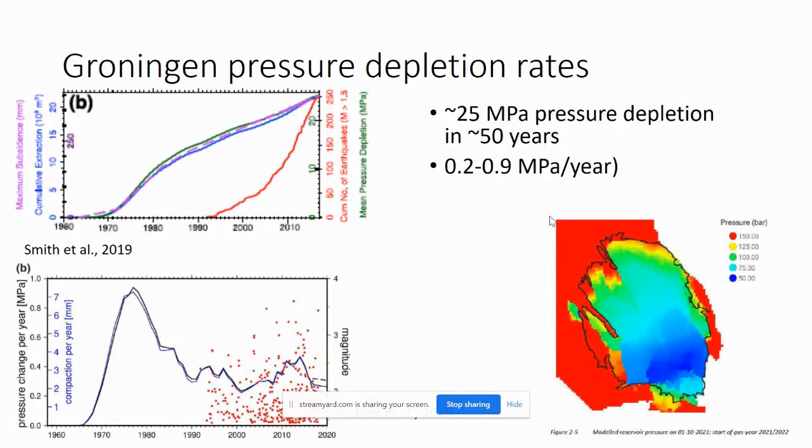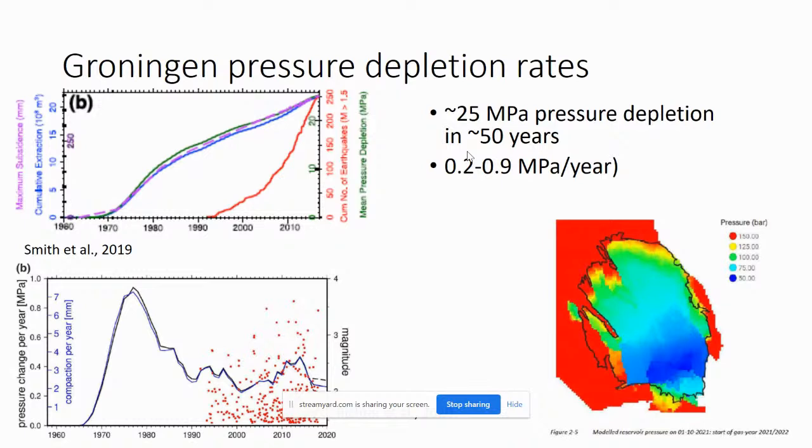If you then start to compare that 15 megapascal change or 8 megapascal change, is that now still significant if you think about field scale conditions? Now, if you look at maybe the large scale pressure depletion in the Groningen field over the last 50 years, roughly, from the beginning of production to now, you might have overall something like 25 megapascal of fluid pressure reduction over a very long period of time.